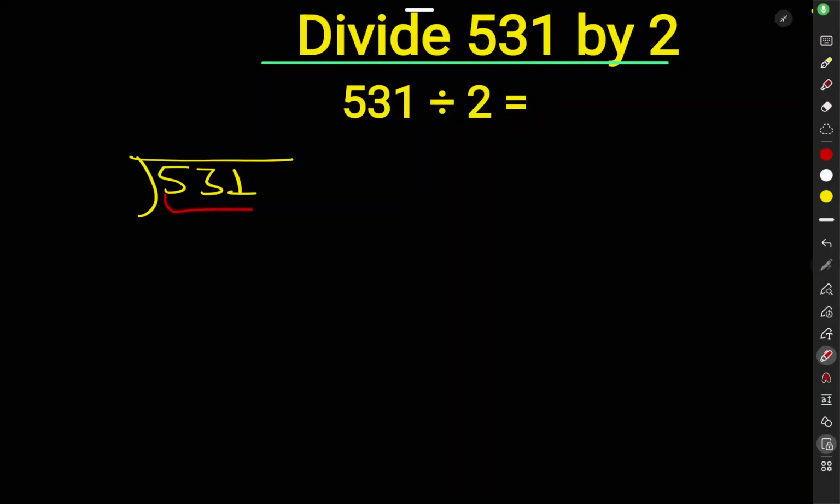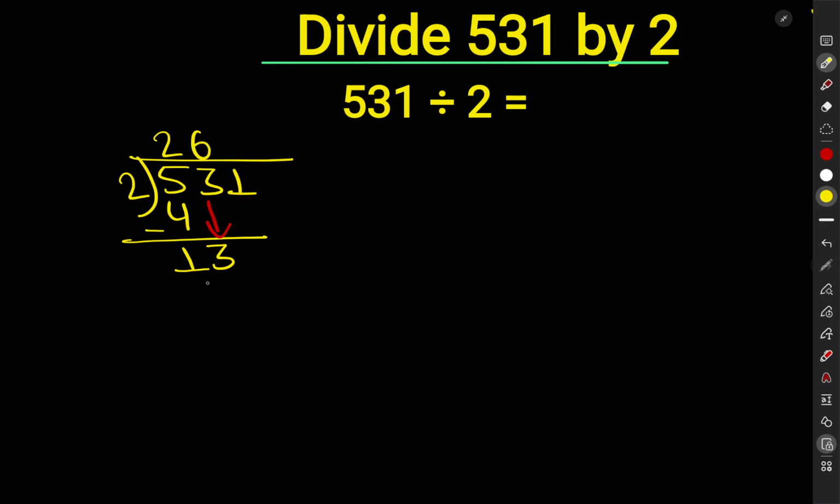Divide 531 by 2 in long division method. 2 times 2 is 4. On subtracting we get 1. So now we put down this 3 and it is 13.